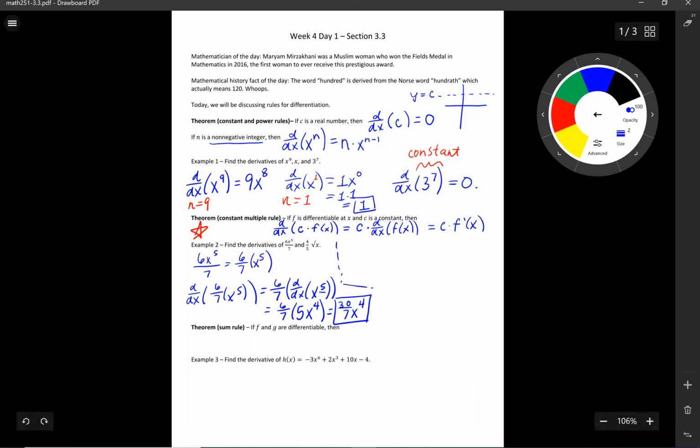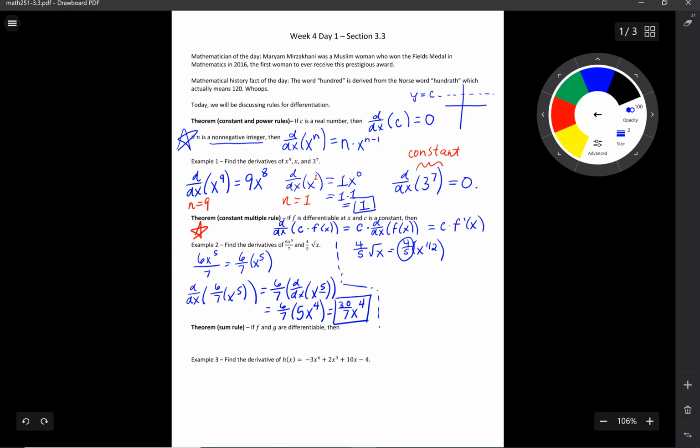Okay, if I look at 4/5 times the square root of x, I can't quite use this theorem up here, the constant and power rules, because so far I only know n is a non-negative integer. Here, 4/5 times the square root of x, I can rewrite this as 4/5 times x to the power of 1/2. Our power here is not an integer, so I can't quite use this yet. We'll get to that later. So instead, I am going to have to use my old limit definition. But we can bring this 4/5 out in front.